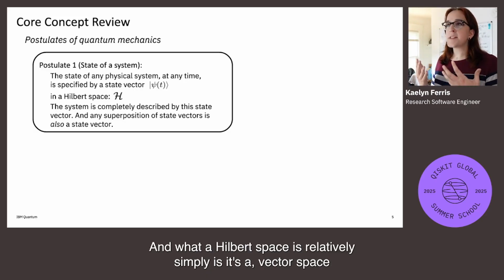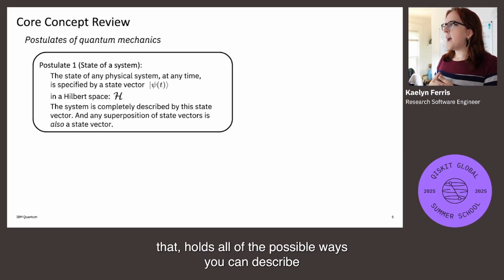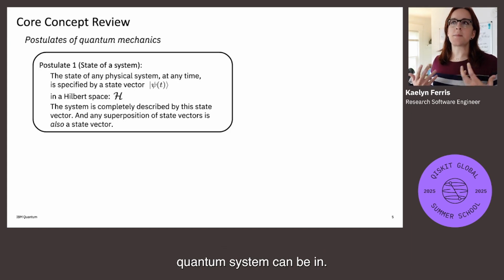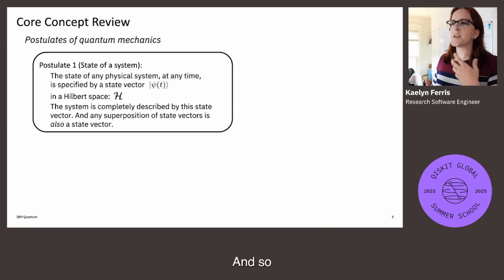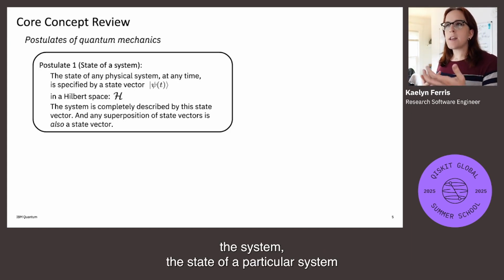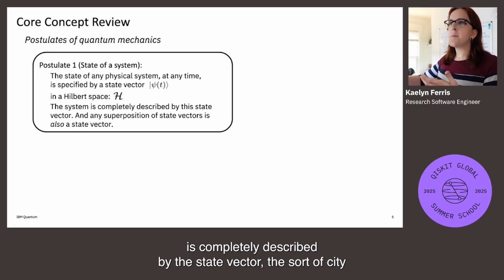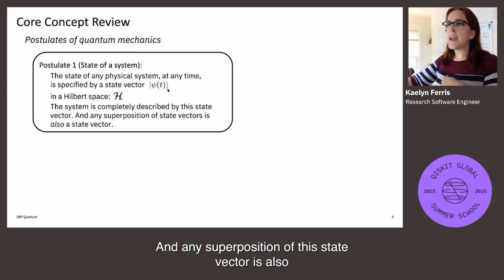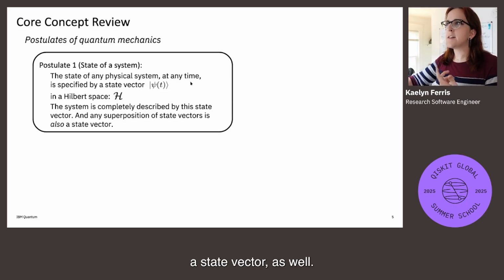What a Hilbert space is, relatively simply, is a vector space that holds all of the possible ways you can describe a particular quantum system, or the different states that a particular quantum system can be in. The state of a particular system is completely described by this state vector, ψ(t), with a little caret in Dirac notation here. And any superposition of this state vector is also a state vector as well.